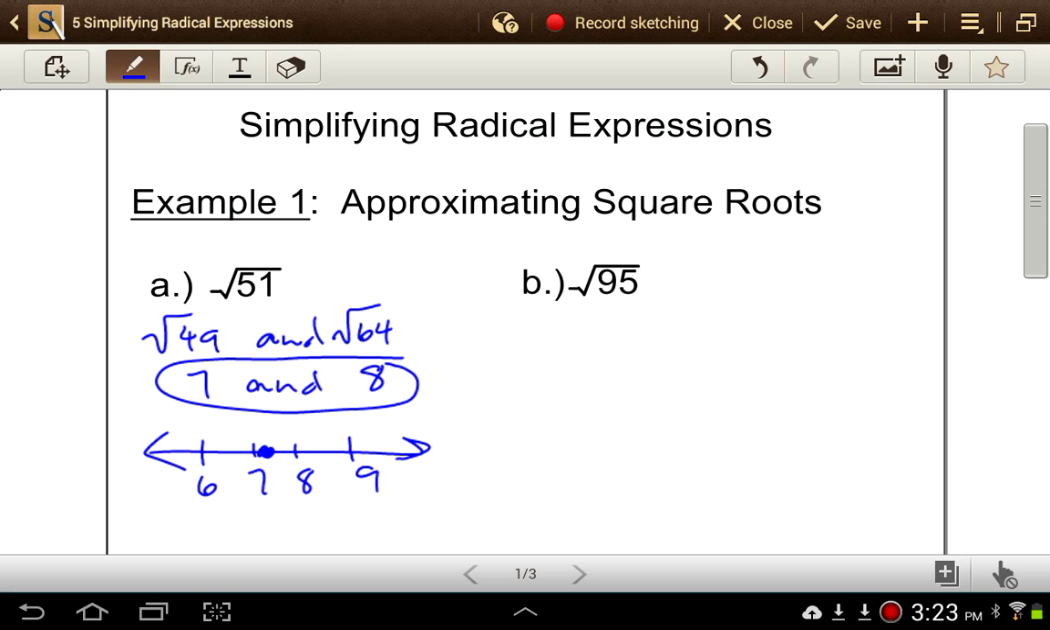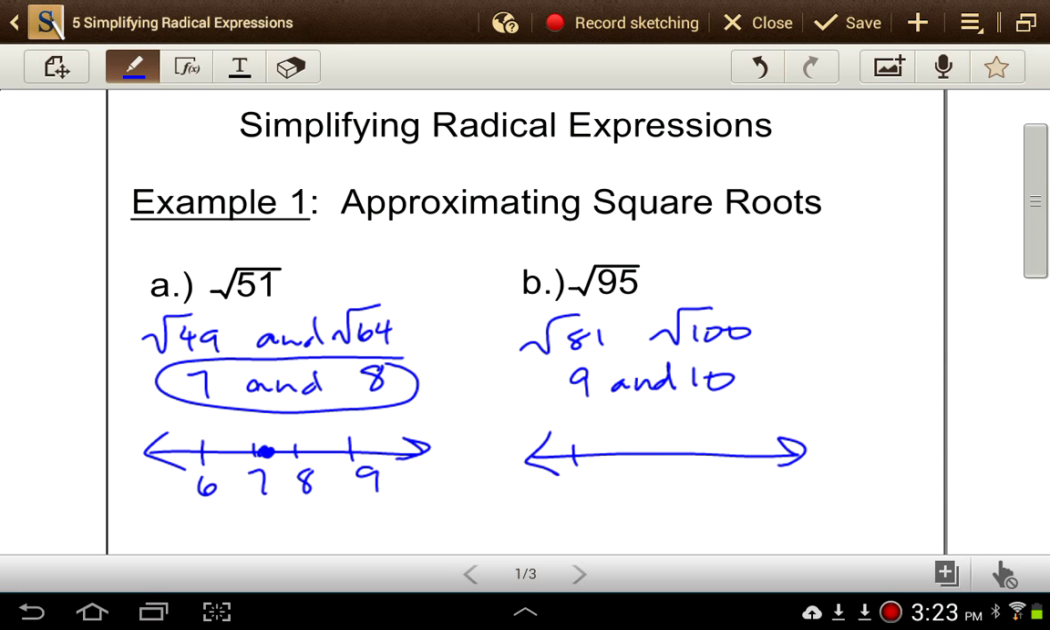Okay, the square root of 95 is going to be between the square root of 81 and the square root of 100. So this one is going to be between 9 and 10. Again, I'm going to make a quick little number line. We'll do 8, 9, 10, and 11. Now when I place this one, again, I'm going to look. 95 is 14 away from 81. It's only 5 away from 100, so it's much closer to 10 than 9. So I'm going to put it over in there somewhere. It's definitely closer to the 10.